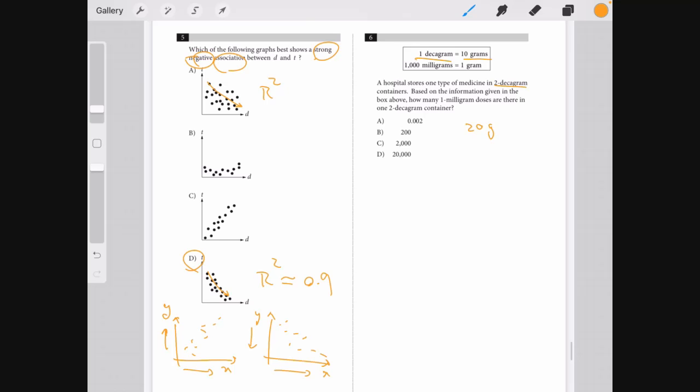Now, we want to know how many 1 milligram doses will be there. So we know we have 20 grams. Each gram is 1,000 milligrams. So 20 grams will be 20,000 milligrams, right? So there will be 20,000 1 milligram doses in the box. There we go.